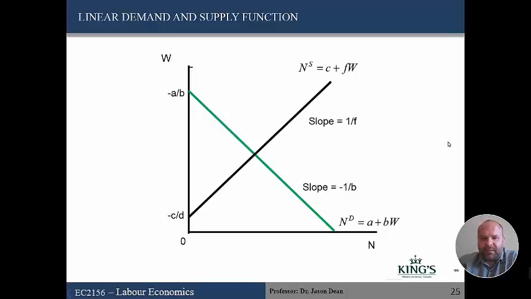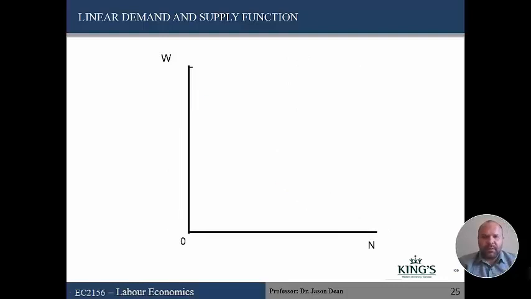This is the supply curve. It slopes 1 over F, and again we would get that by solving for W as a function of N and seeing what's in front of this term here. The intercept is going to be negative C over F. If we were to set N equal to 0 and then solve for W, we would get negative C over F. So on a diagram, we have our downward sloping labor demand curve, linear function A plus B times W.